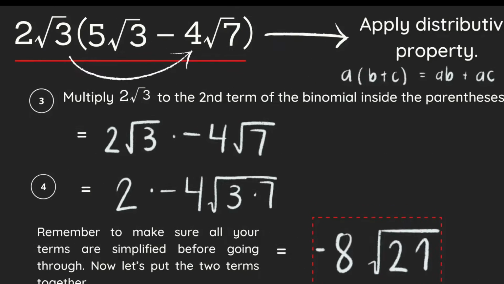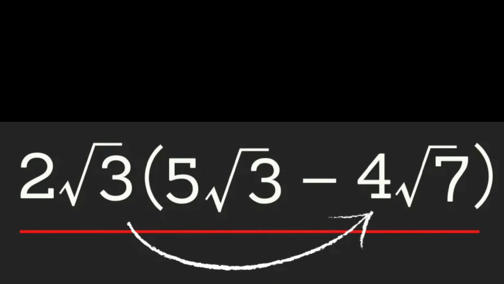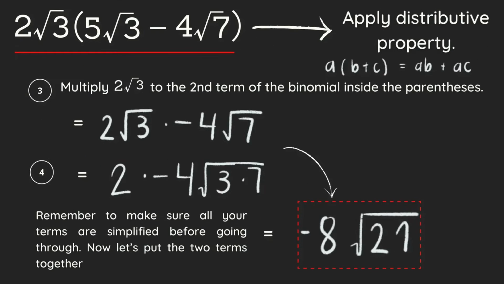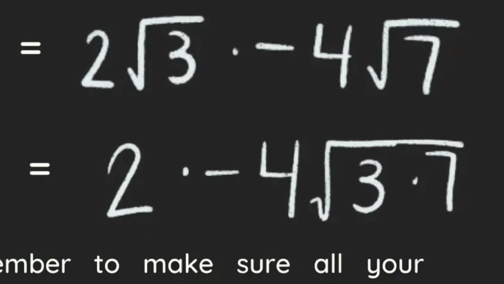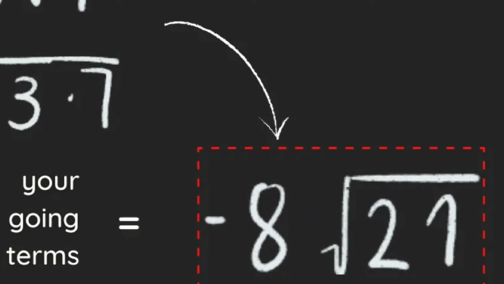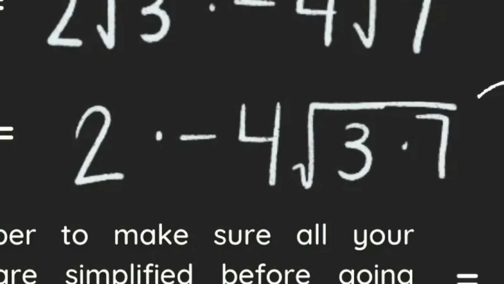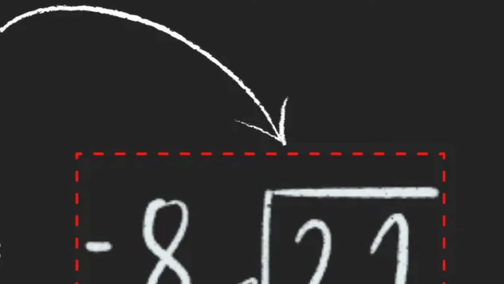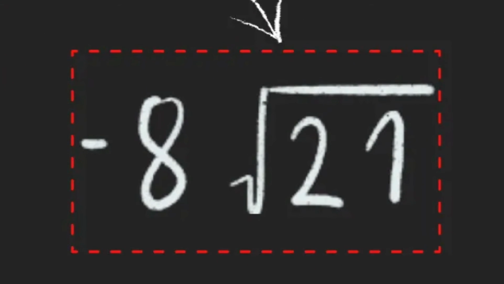We will now multiply 2 square root of 3 to the second term in the binomial, which is negative 4 square root of 7. Don't forget to include the sign before the term. Using the formula once again, we'll multiply the coefficient first. 2 multiplied by negative 4, which is negative 8. Then multiply the numbers inside the radical. 3 times 7, so that we'll have the square root of 21. Together, we'll have negative 8 square root of 21.